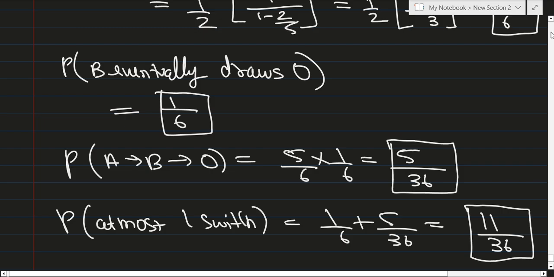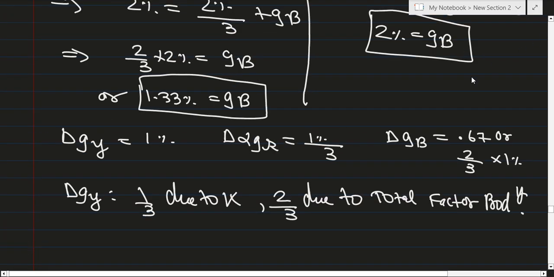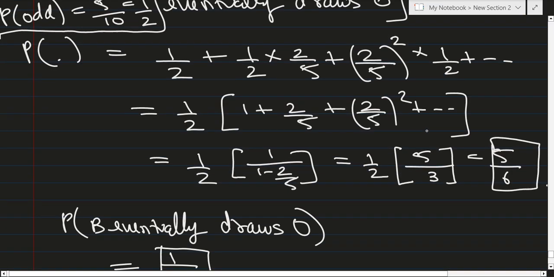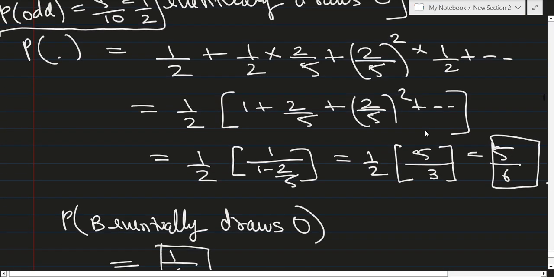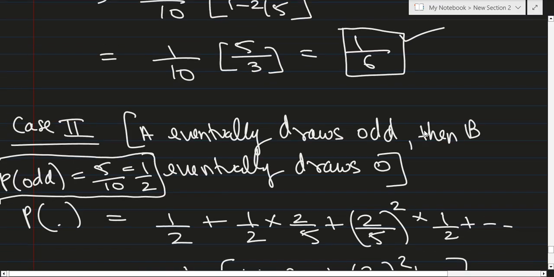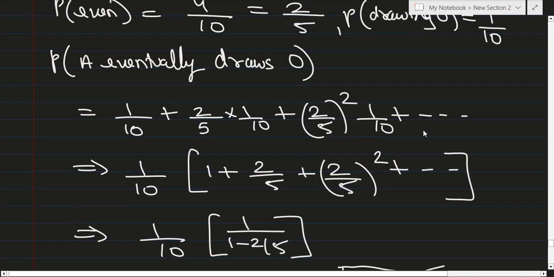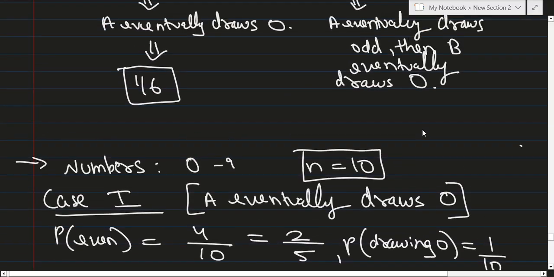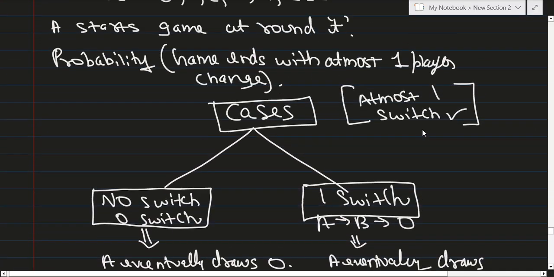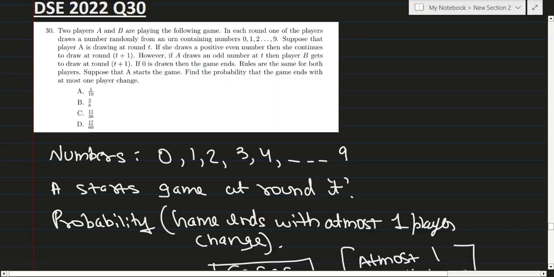Let's check which option that is. So this is option number C, 11 by 36. Thank you.